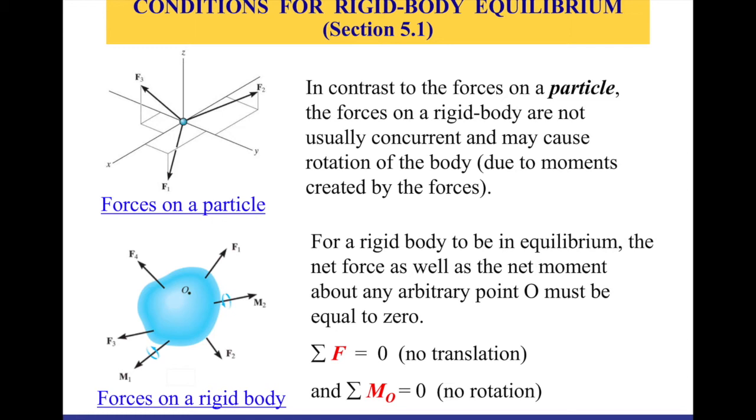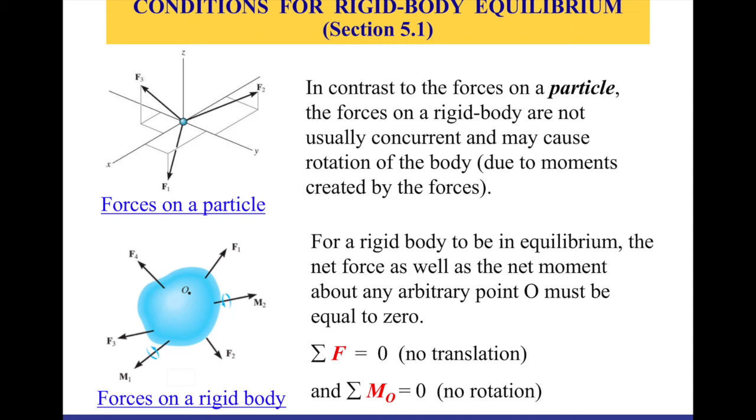So in order to have static equilibrium for a rigid body, we need to have 2 conditions satisfied. We need to make sure that the summation of all forces equals 0, so we don't have translation, and also the summation of all moments about an arbitrary point must be equal to 0. And the 2 equations are not only necessary for equilibrium, they are also sufficient. And that's very important when we're analyzing a rigid body.